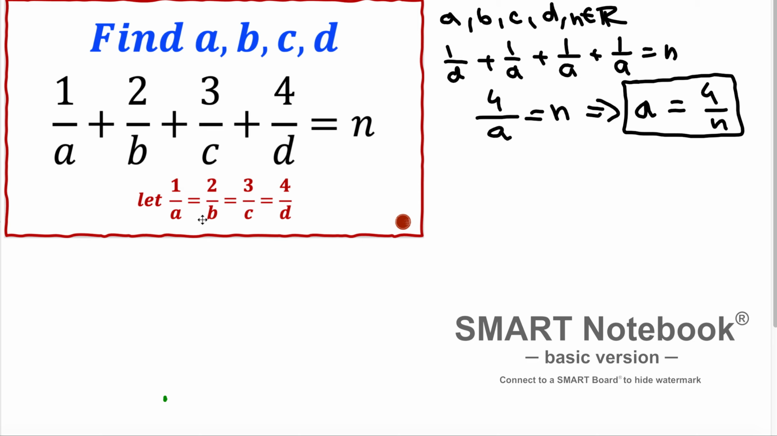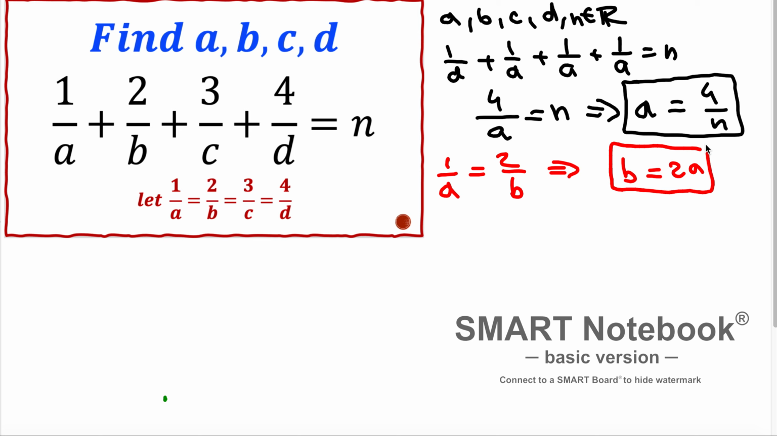And now I'm going here to find the second one. I'm going to find the B. And to find the B, I'm taking this relationship here between A and B. 1 over A is equal with 2 over B. And this implies, if we are going with the cross product and simplifying a little bit algebraically, B is going to be equal with 2A. So we have a B.